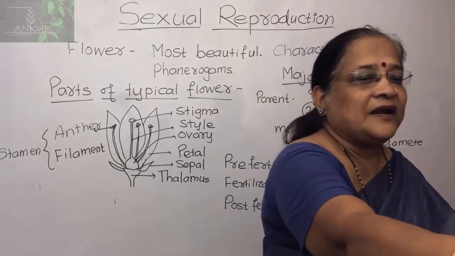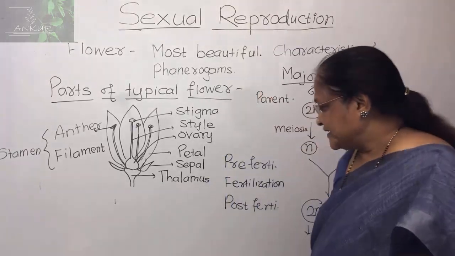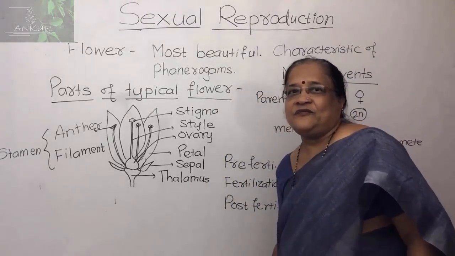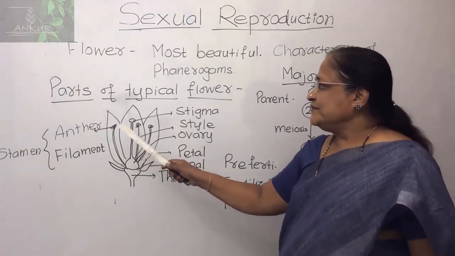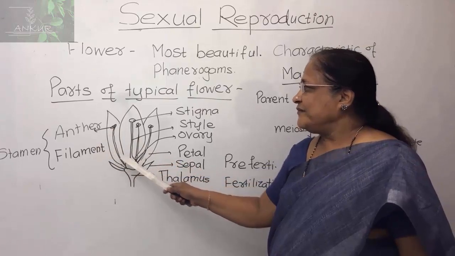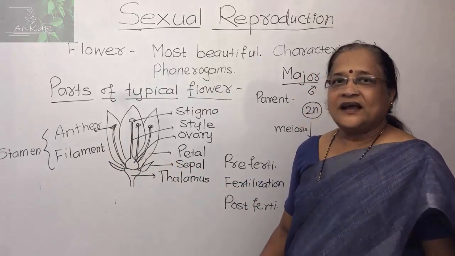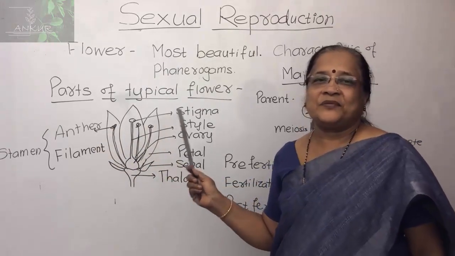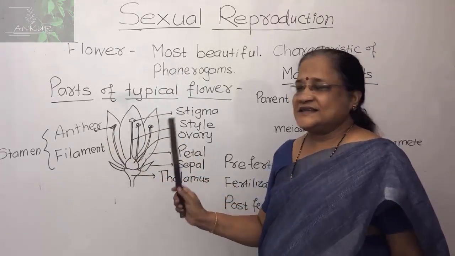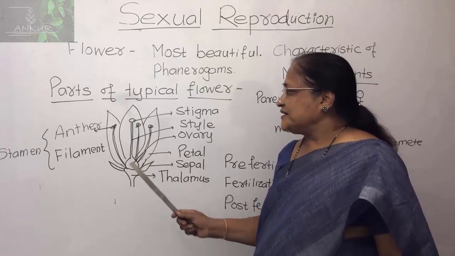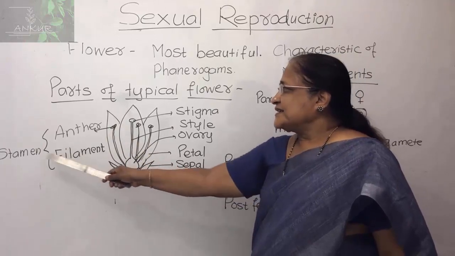Then in this flower the necessary whorls useful for reproduction are the androecium and gynoecium. The androecium is the male reproductive part of the flower, which is essential. The unit of the androecium is the stamen.